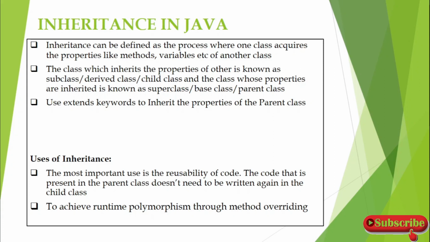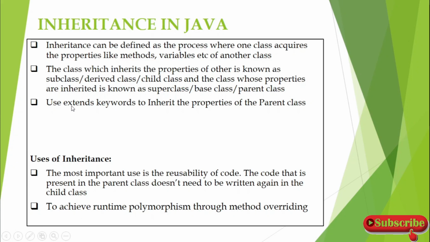The second point says the class which inherits the properties is called the child class. It is also known as derived class or subclass. This child class will be able to access the properties of your parent class, and that is called inherits. The class whose properties are inherited is called the superclass, base class, or parent class. So these are different terms that are used in Java, and you have to be clear on this one.